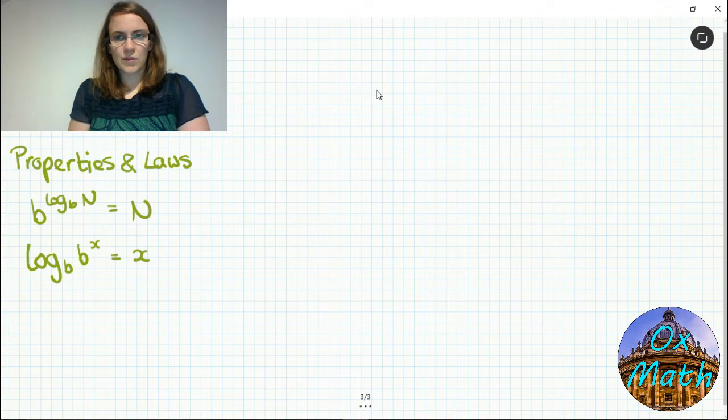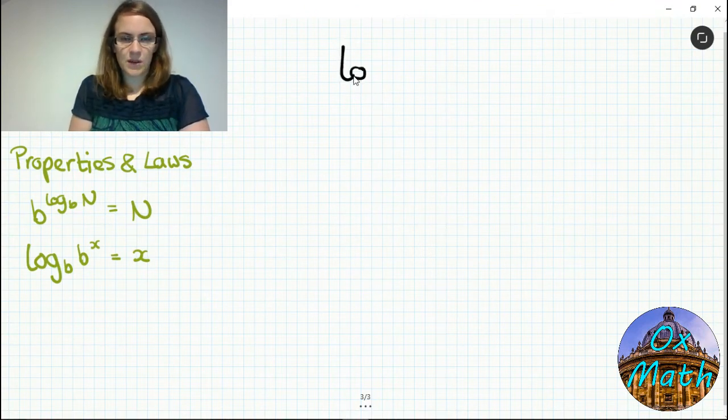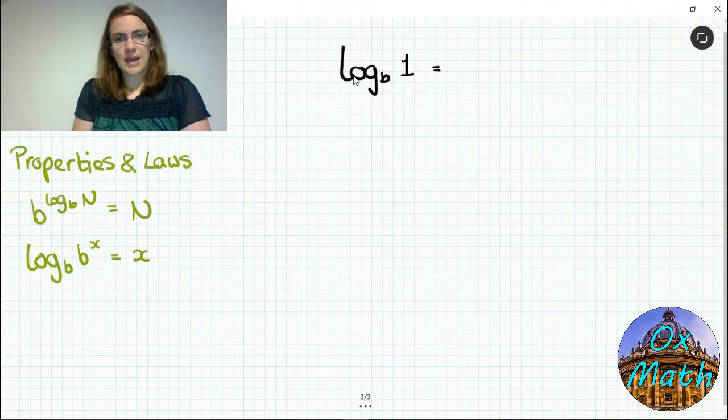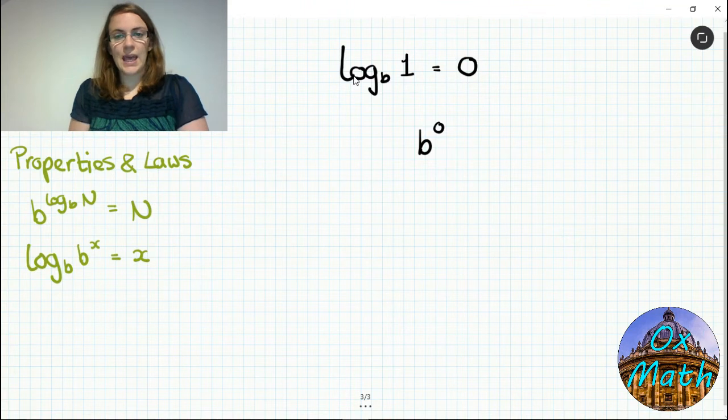So we've got two useful properties, and we're going to quickly look at two more. The first of these two is if I have log b of 1. This means what power goes with b to get 1. The answer to that is 0. If you remember your indices laws, b to the power of 0, or anything to the power of 0, it doesn't matter what your base is, anything to the power of 0 is 1.